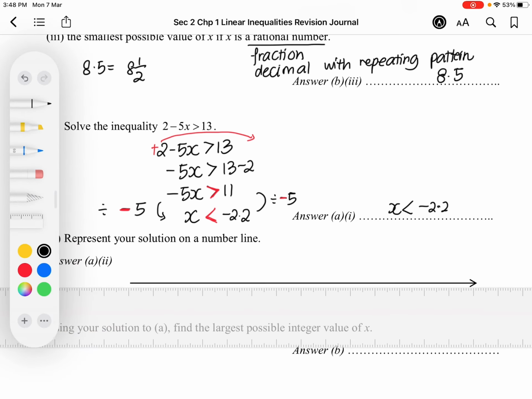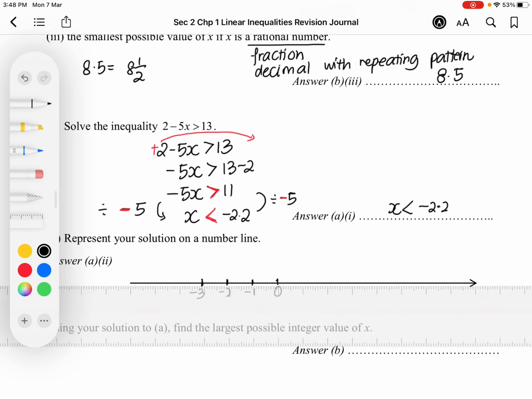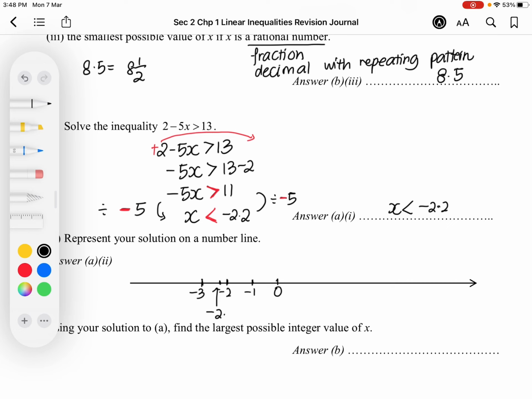Since there is negative 2.2, let's say I just start from 0, negative 1, negative 2, negative 3. So this is 0, this is negative 1, negative 2, negative 3. Where is negative 2.2? Okay, 2 units and a little bit more, 2.2 over here. Please use your ruler wisely to measure. The best is to use 1 cm to represent 1 unit, unless the number is really very large. If not, then you can at least read the scale properly. So this number is negative 2.2.